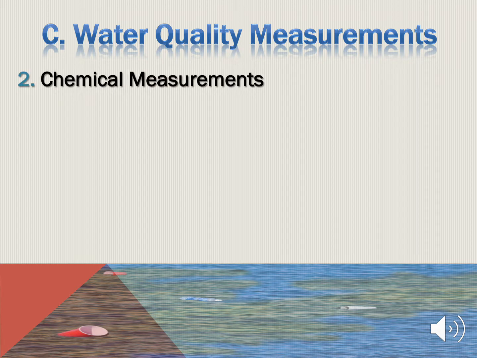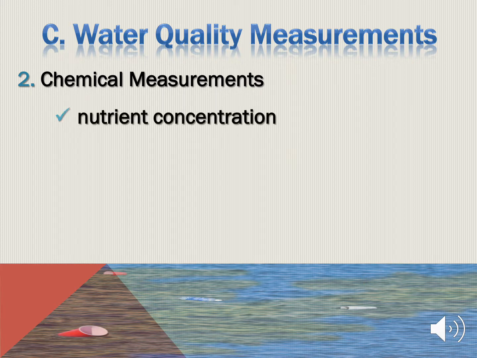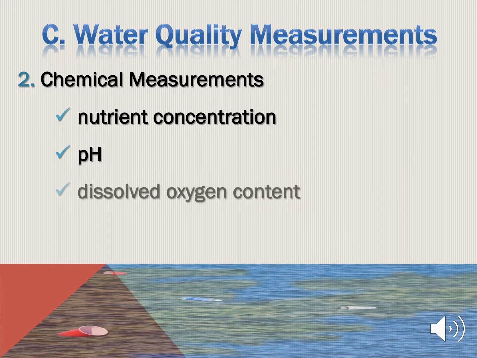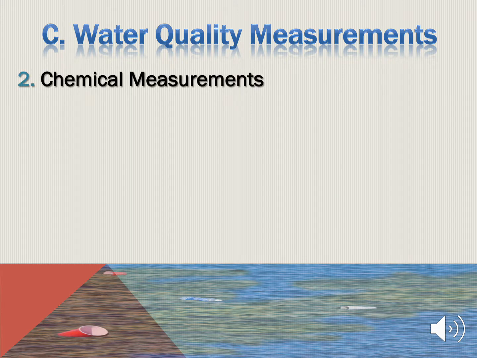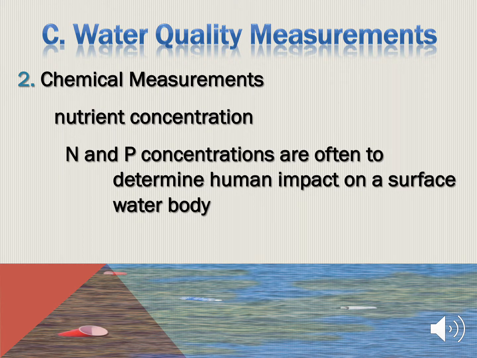Other measurements we'll take a look at this semester include chemical measurements, things like nutrient concentration, water pH, and dissolved oxygen content. If we look at nutrient concentration, again, nitrogen and phosphorus concentrations are often taken to determine human impact on a surface water body. Earlier in the lecture, we talked about the process of eutrophication. Enrichment with nitrogen and/or phosphorus often cause this problem.